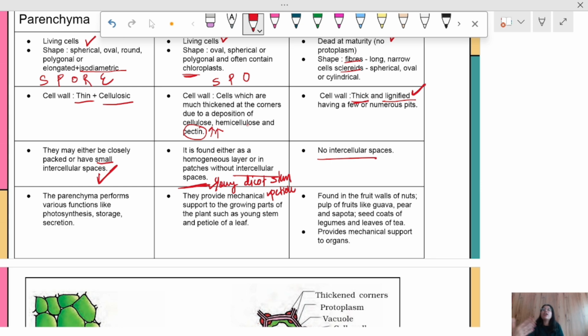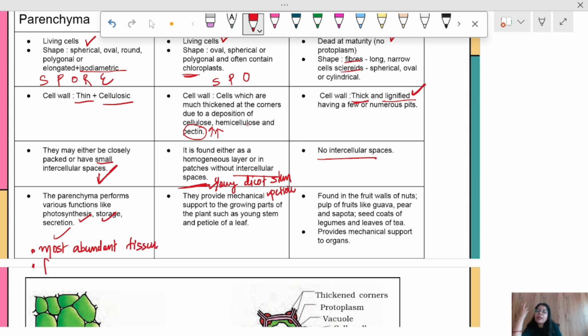Now, what are the functions of these different types of simple tissues? So in parenchyma, please remember, parenchyma plays three important roles: storage, secretion and photosynthesis. Okay, you can see all these three roles here. And it is also the most abundant tissue present in the plant body. Please remember this.